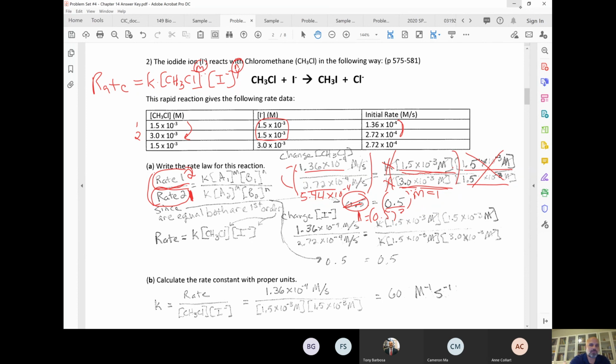So instead it should have been 5.44 divided by 1.36, and that would have been equal to 3.0 times 10 to the minus 3 divided by 1.5 times 10 to the minus 3, which would have instead given us an equation of 4 is equal to 2 to the m power. And then in this case, m is going to be equal to 2. So learn from my mistakes, and I'm going to have to correct this answer key.